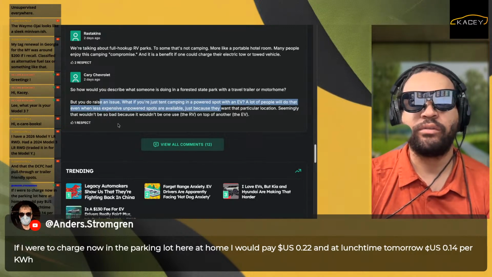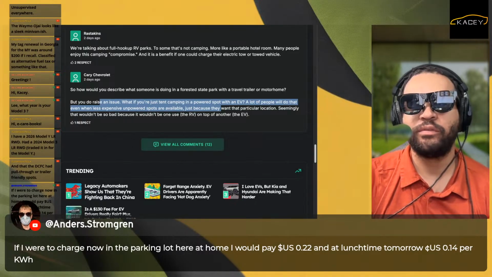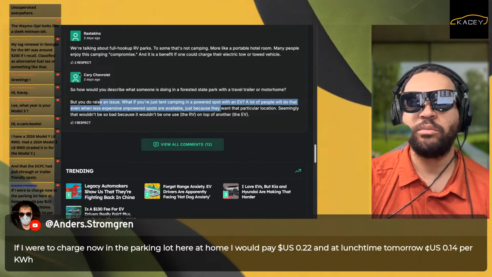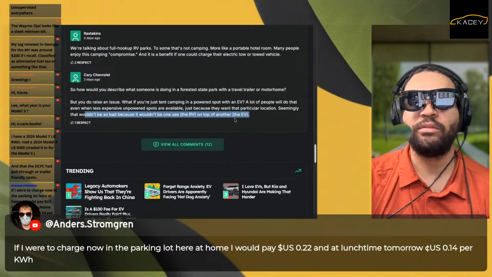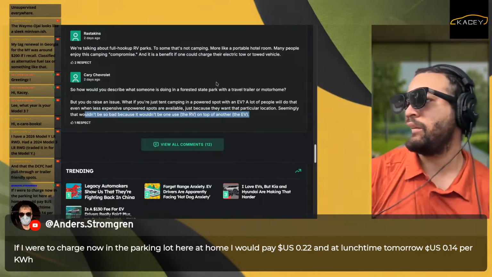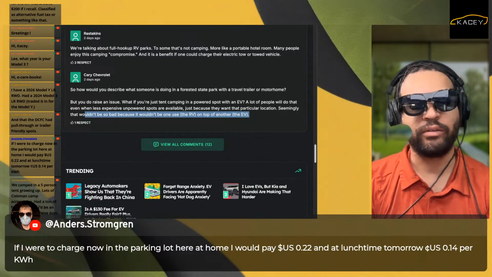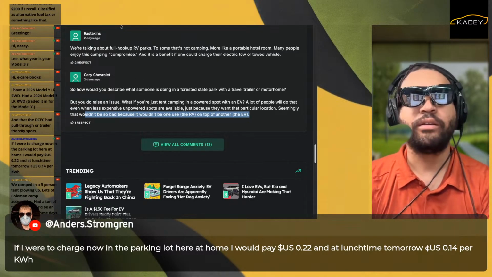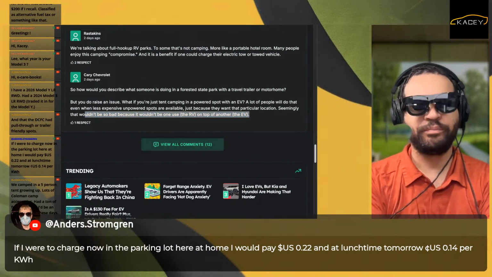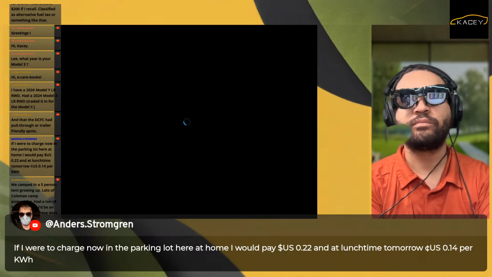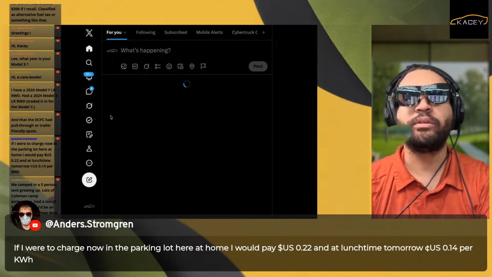After this, let's go check out Robert's photo. Seemingly it wouldn't be bad, because it would be the one used RV on top of another EV. You would think so, but no, they don't want any EVs. They don't care about the RV. In fact, if you don't plug in an RV, they're even happier because they save the money. All right, so let's go back to x.com and go to Robert.